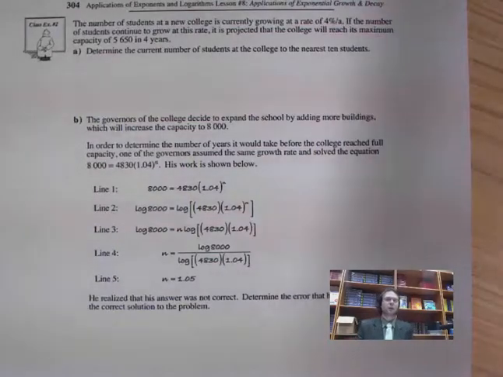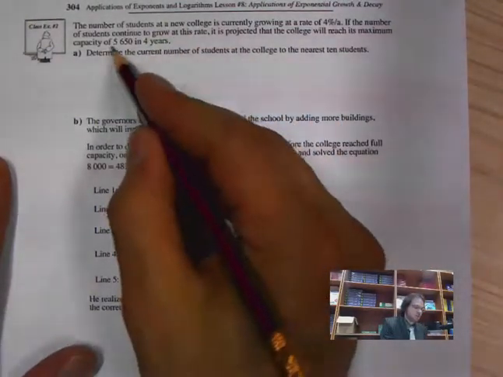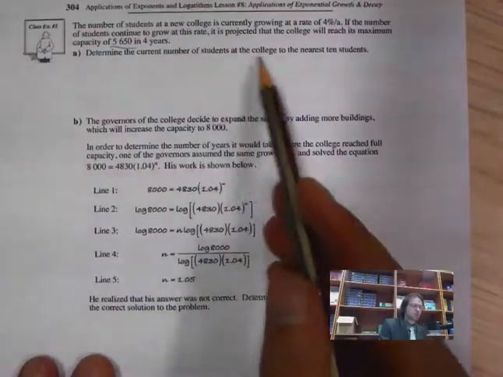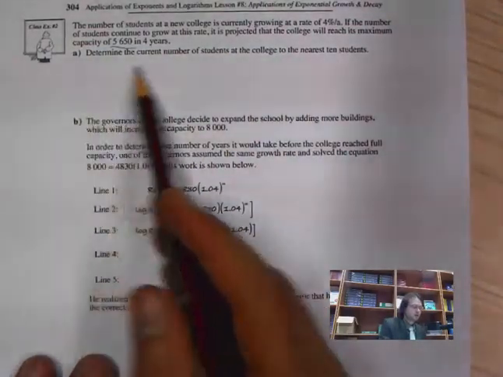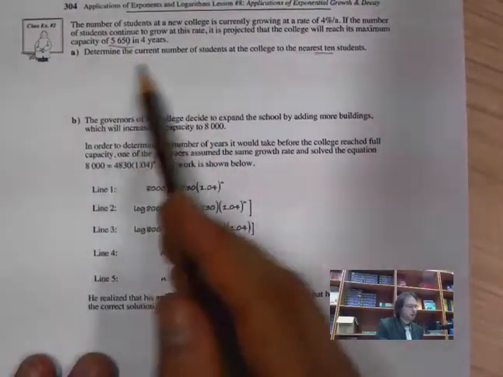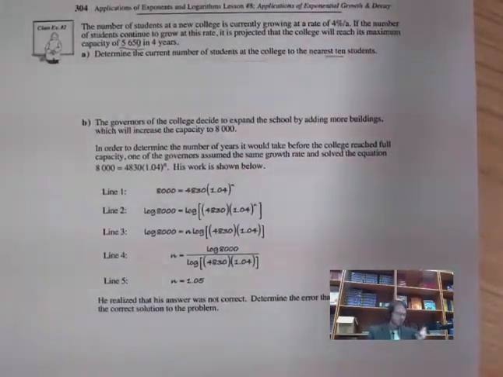The number of students continue to grow at this rate. It is projected that the college will reach a maximum capacity of 5,650 in 4 years. Now this is asking us to determine, to the nearest 10 students, so the last number is going to be a 0, the amount of students currently. That's interesting. So, let's go with this.